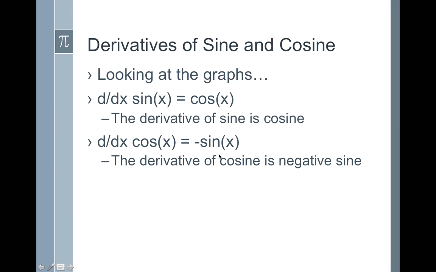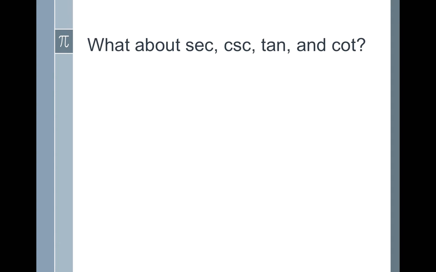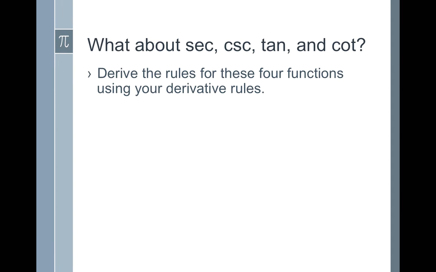This is extremely important for us because these two functions are what's going to help us determine these four functions' derivatives. And what we're going to do here is we're going to use our rules that we already know in order to find the derivatives of secant, cosecant, tangent, and cotangent. So let's start with secant.